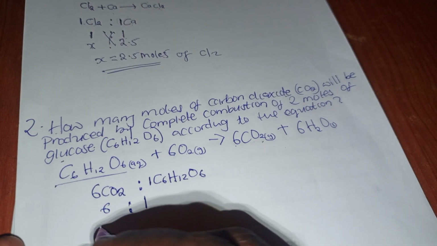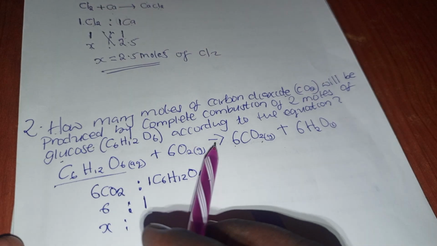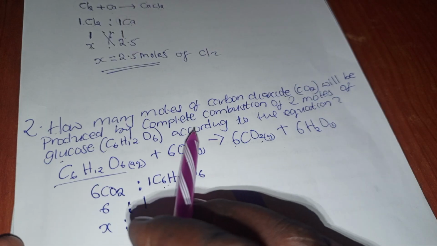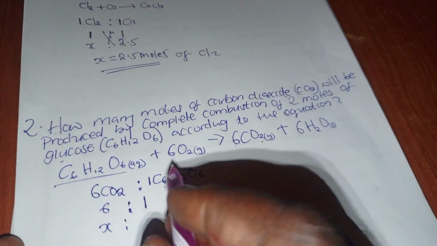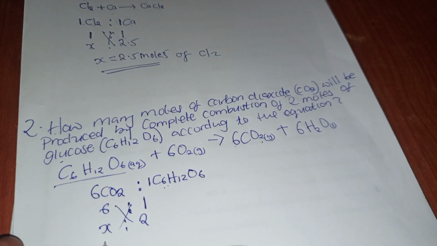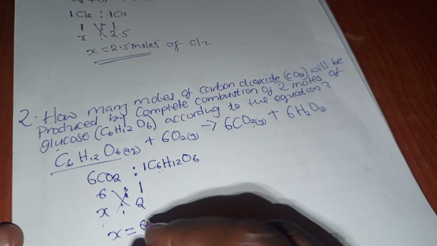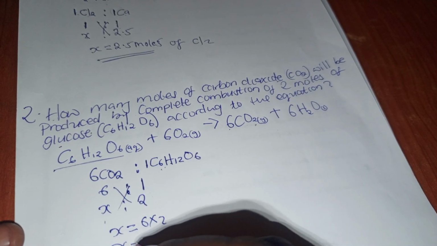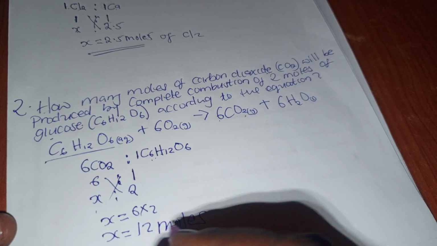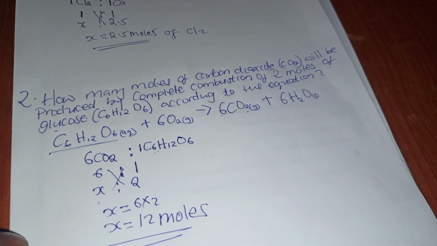So I'll put X where there's carbon dioxide here. And the number of moles for glucose here, in the question they say that is 2 moles. So I'll put 2 moles here like this. Then I'll cross multiply. So 1 times X, I'll say it's X. Then 6 times 2, so X is equal to 12 moles. So this is the answer that they wanted us to find.